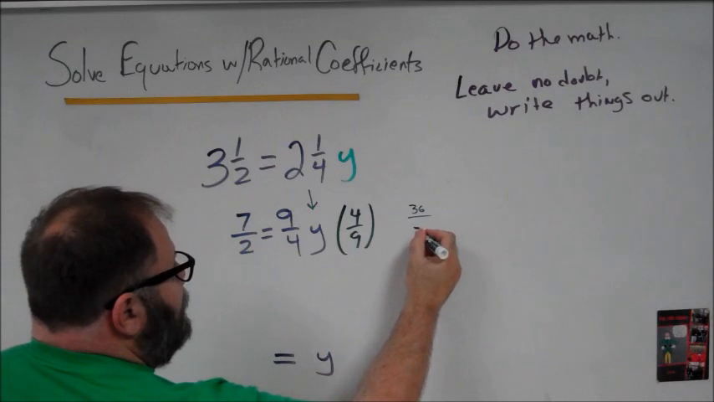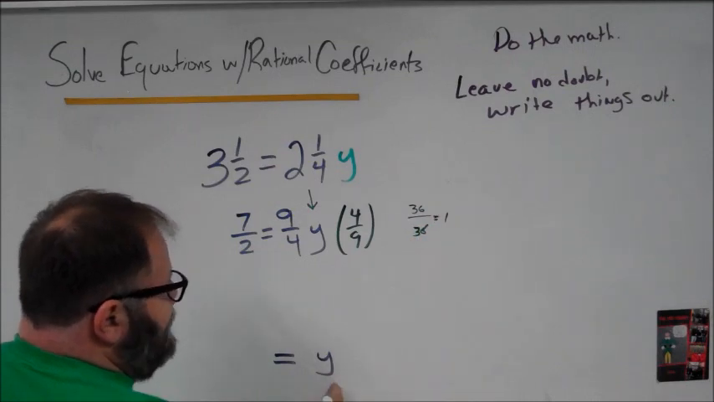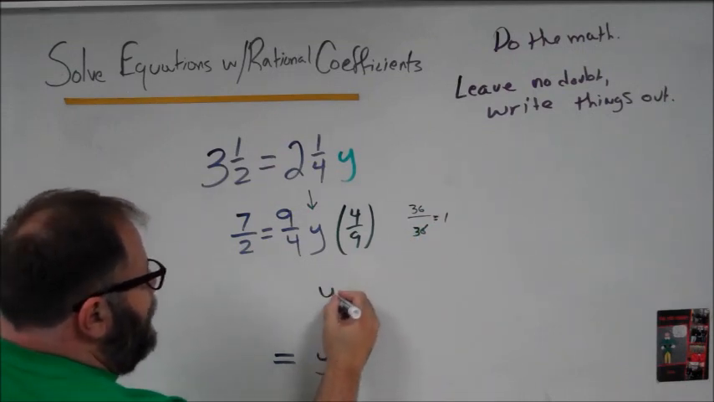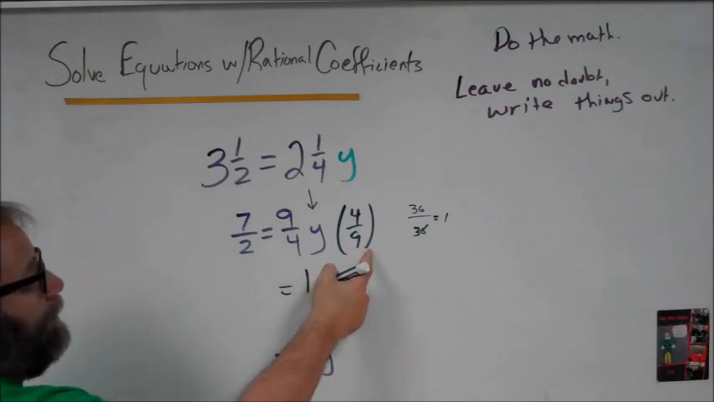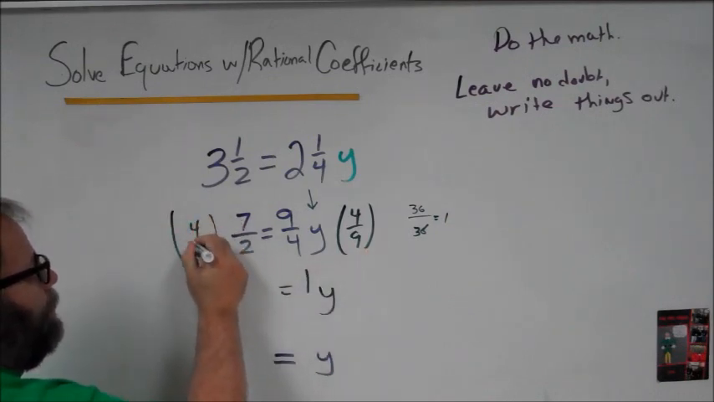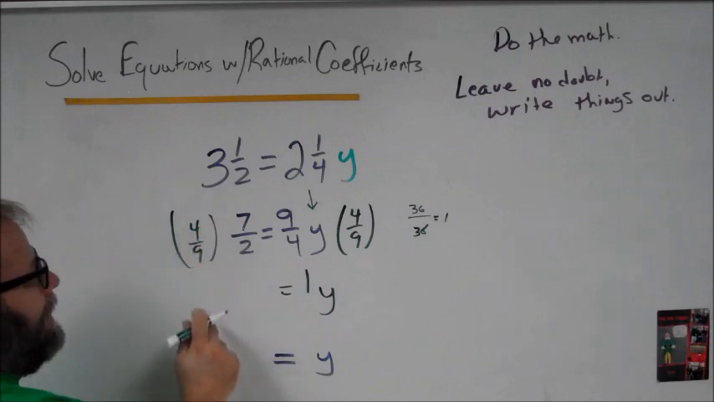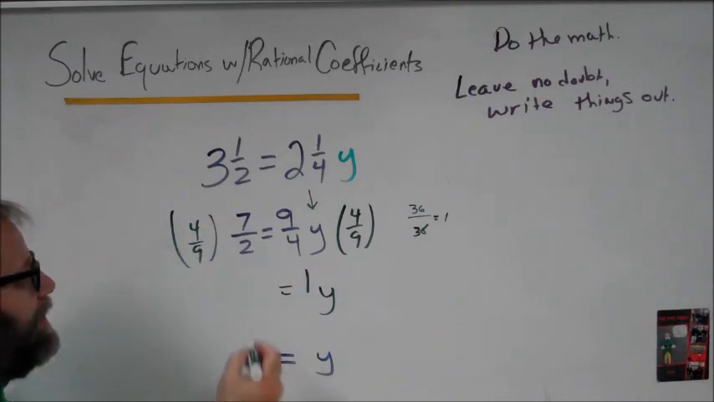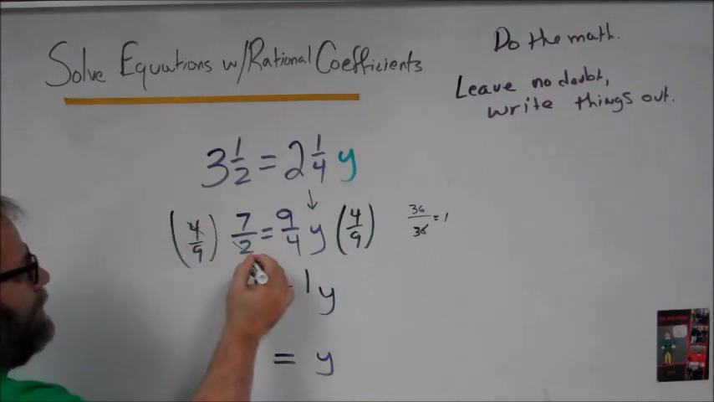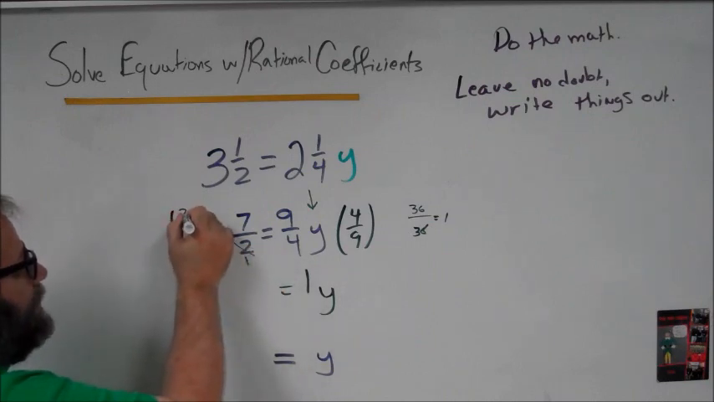4 times 9 is 36, and we know that equals 1. That gets us to y equals 1. So I have 1y. Now, if I do it on this side, I've got to do it on this side, 4/9. And now, let's do a little division beforehand. I've got a 2 and a 4 here. If I divide both those by 2, I get a 1 and a 2.